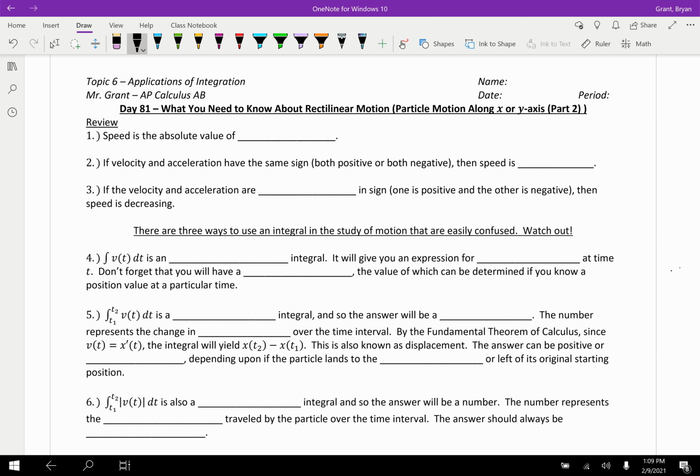Hello, AP Calculus AB, and welcome back to our Topic 6, Applications of Integration. Today is actually a really nice continuation of what we started last semester.